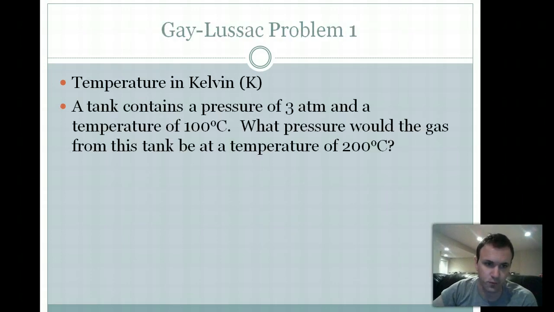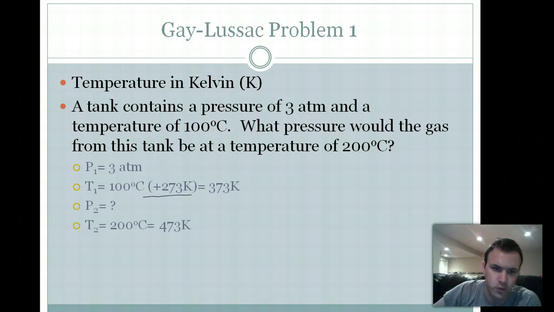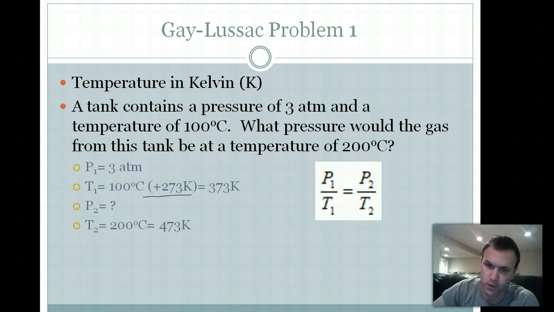All right, so we have a pressure of 3 atmospheres, a temperature of 100 degrees Celsius. Again, we have to get that to Kelvin. So you see here in the PowerPoint, I have it saying that, adding 273 to get us to 373 K. What's our final pressure if we double the temperature? All right, so our temperature goes up. According to Gay-Lussac's law, our pressure should go up as well. So let's see if it does.